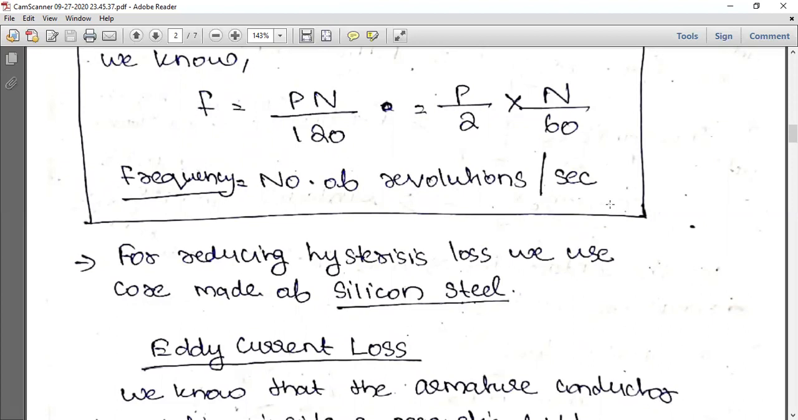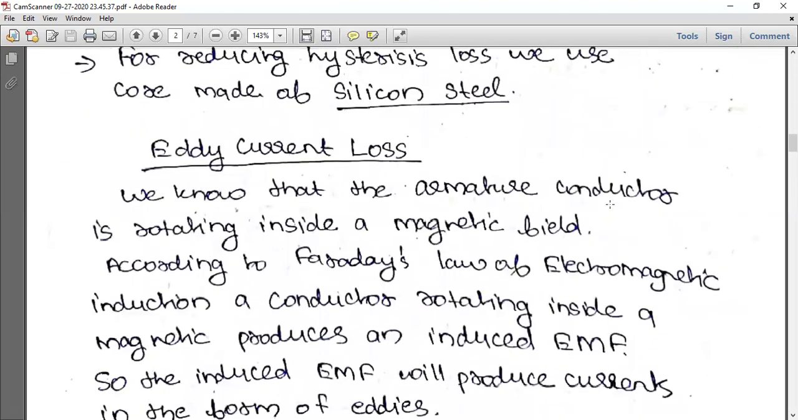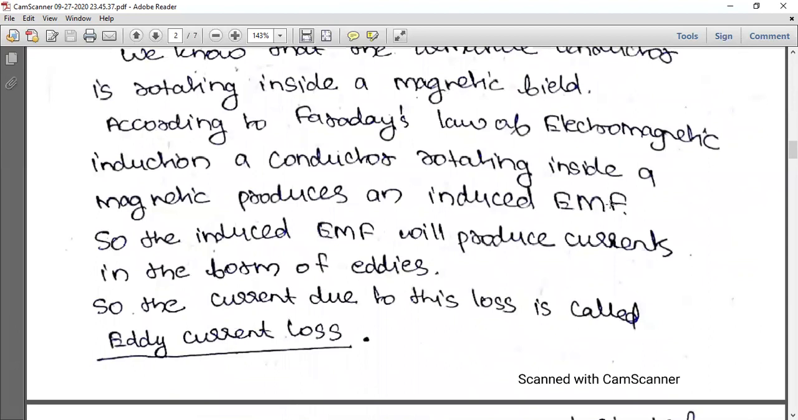Then we come to the other type of iron loss, which is called the eddy current loss. This is simple. We know that the armature conductor is rotating inside a magnetic field. According to Faraday's law of electromagnetic induction, a rotating conductor in a magnetic field has an EMF induced in it. So it produces an EMF, and the induced EMF will produce current, no?